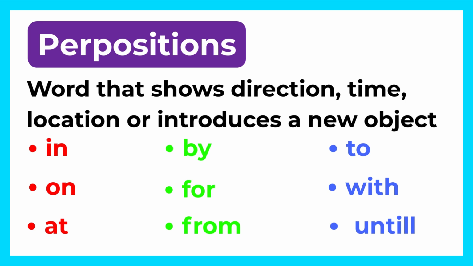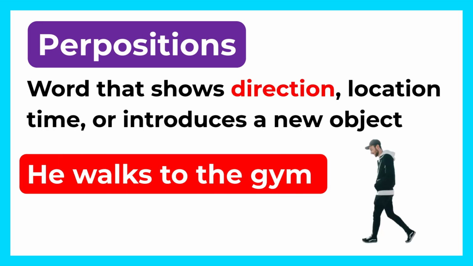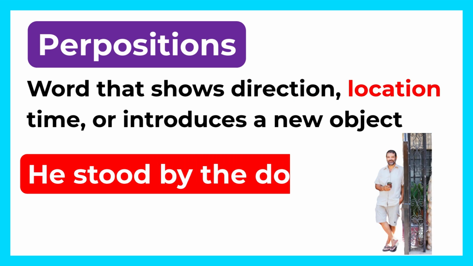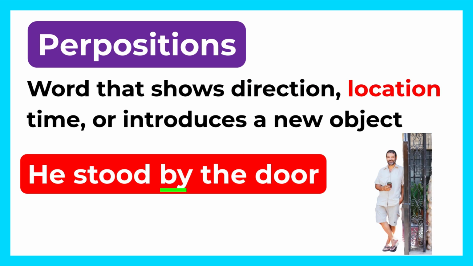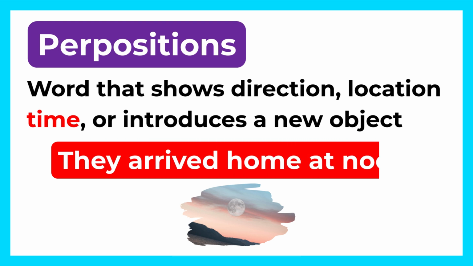There are many other examples of prepositions. He walks to the gym. The preposition in this sentence is to. This is an example of a preposition showing direction. He stood by the door. The preposition is by. This is an example of a preposition showing location.